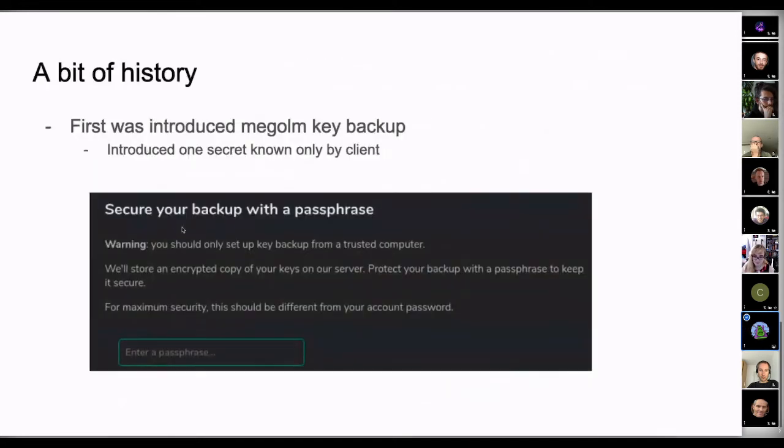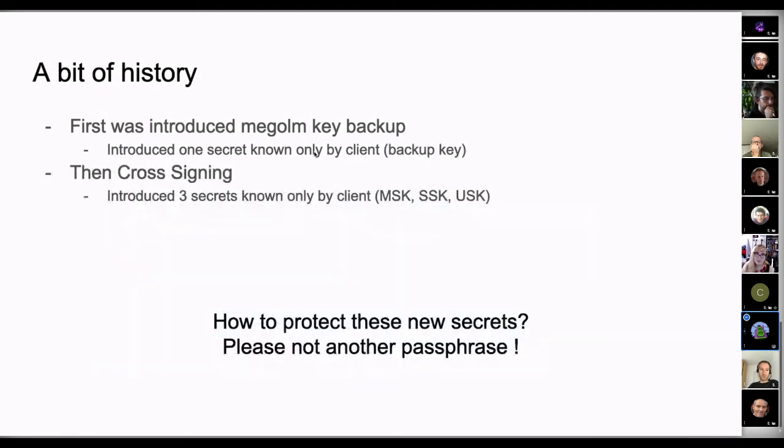So again, if I do a bit of history, first we introduced the key backup. So we had a new secret known only by clients. So it was the passphrase, basically. The server had the encrypted backup, you had to decrypt it, so you had to enter a passphrase. Then we introduced cross-signing. And with cross-signing, we have 3 new secrets. So what do we do? Do we add a new passphrase? Imagine you would have your password, the key backup passphrase, then your cross-signing passphrase. So it's helpful.